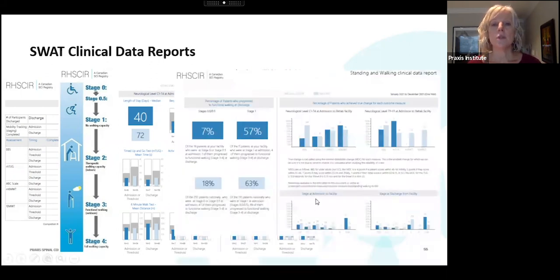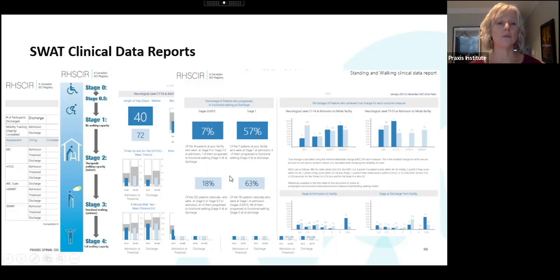The other thing it gives you a summary of is how people are progressing through those stages at your center compared to nationally. So for example, anybody who comes in at a stage 0 or 0.5, it'll give you the percentage of those patients and the number of them that are progressing to functional walking, so reaching a stage 3 or a 4 at discharge. And then again, it'll show you your center versus the national average.